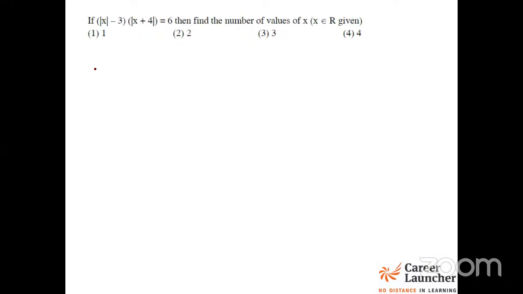This is the next one. If mod x minus 3 times mod x plus 4 is equal to 6. We know that the second term is always positive. So the first term also should always be positive. Right? Both the terms should definitely be positive. So for both the terms to remain positive, first of all, mod x minus 3 should be greater than 3. Then only it's possible. So that means the value of x should be greater than 3 or it should be less than minus 3.